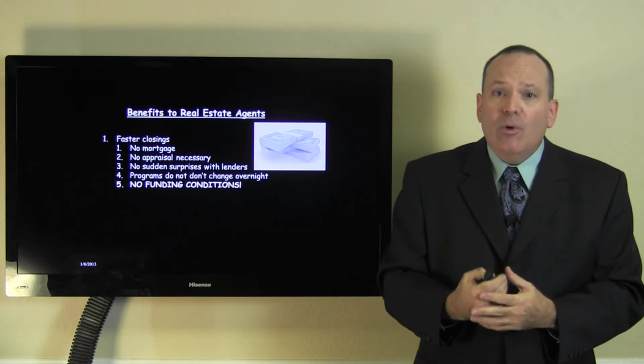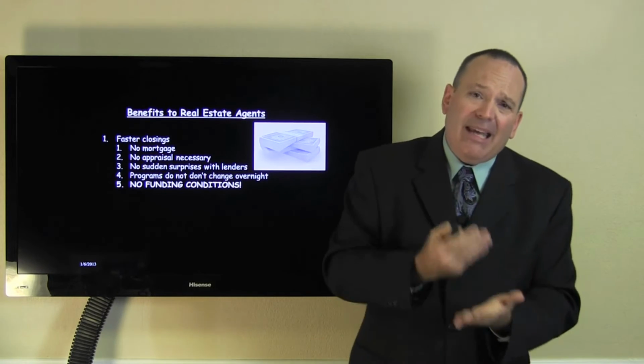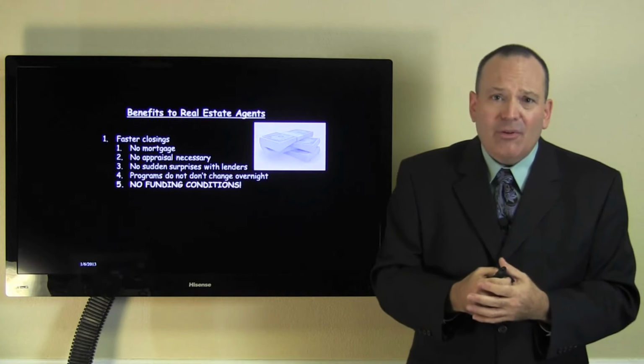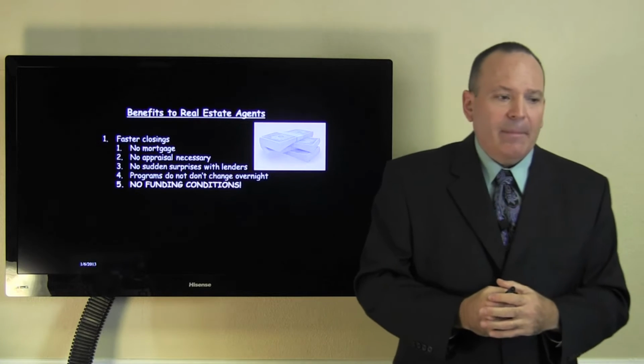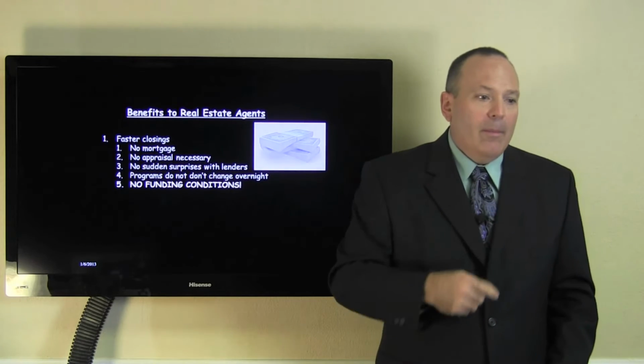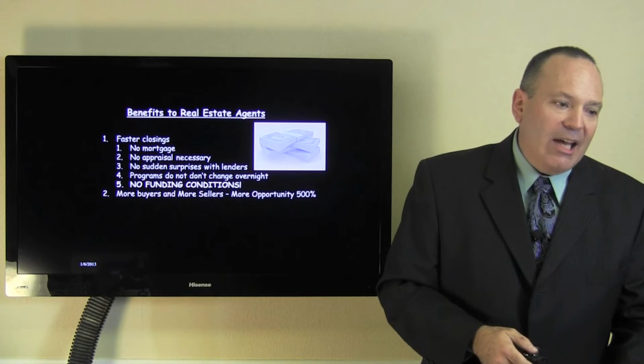The Dodd-Frank rules are just coming into effect at the beginning of the year 2013. That is going to be a massive change in the real estate and mortgage industry. Understand that, okay? So no funding conditions, programs don't change overnight.